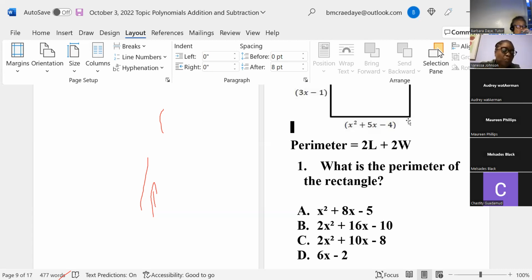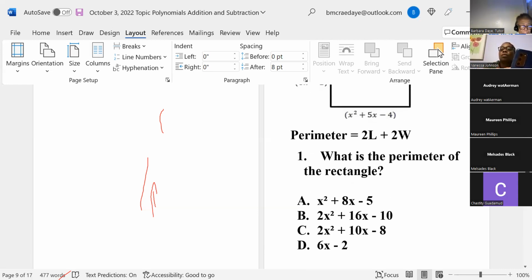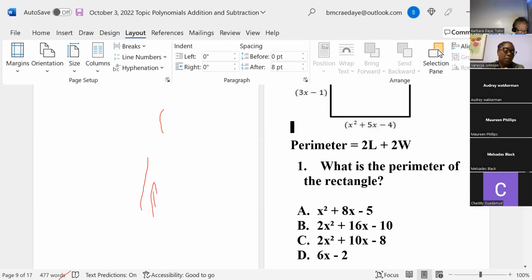Yes, Miss Barbara. Anybody got an answer? One moment, Miss Barbara. 2 times one polynomial plus 2 times the other polynomial, and then add them.